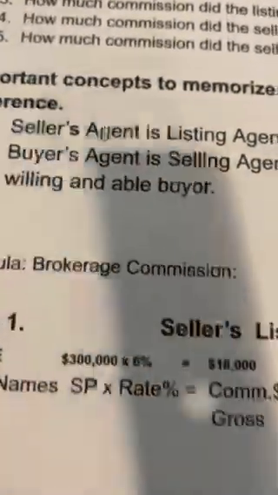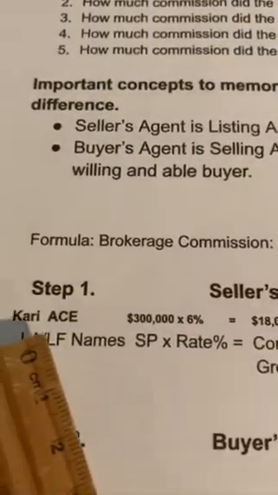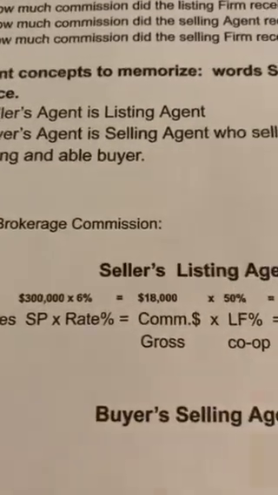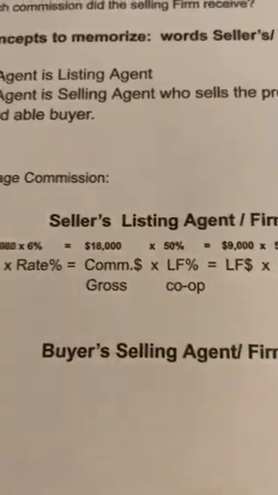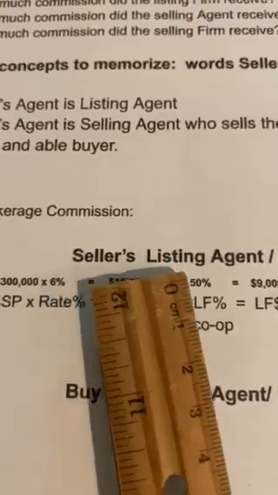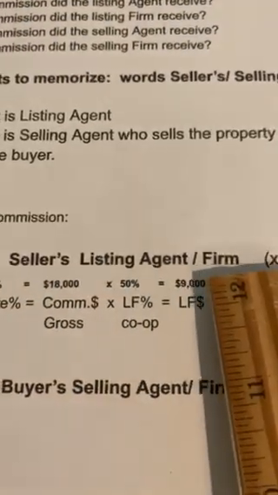Now let's look at the formula. And you must memorize this formula, and then you must plug in and change the letters to make the formula for the buyer selling agent. First, we're going to do the seller's listing agent / firm formula.